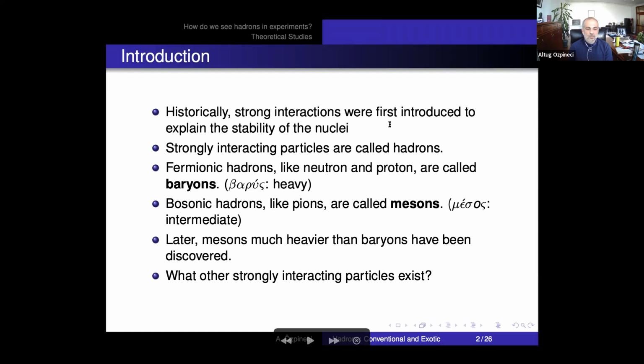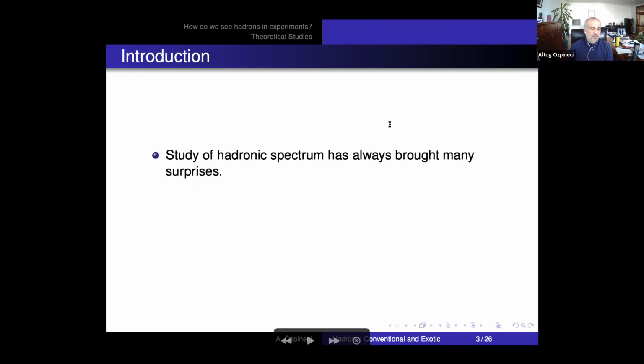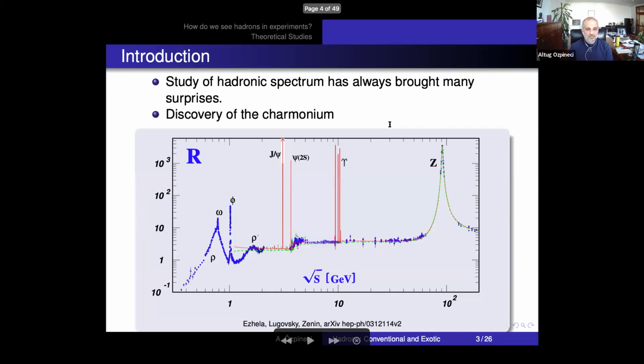But the question still remains, what other strongly interacting particles can we observe in experiments? This study of the hadronic spectrum has always brought many surprises, like the discovery of the charmonium. It was first made in hadronic collisions. We discovered a very heavy, but nevertheless stable new meson. One experimental group called it J, another experimental group called it psi, and nowadays we call it J/psi. We now know that it's a meson made of a charm and an anti-charm quark. It's the lightest charmonium that we know.